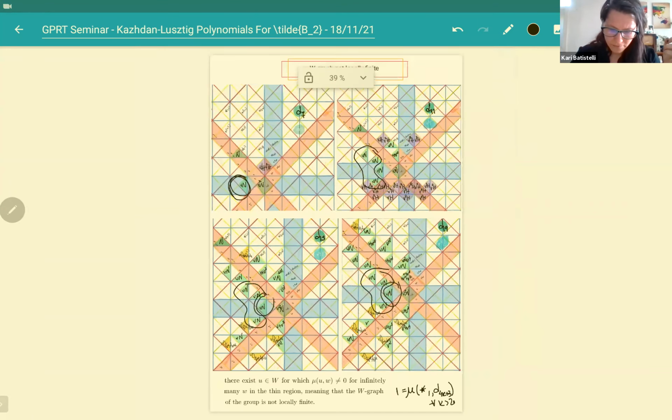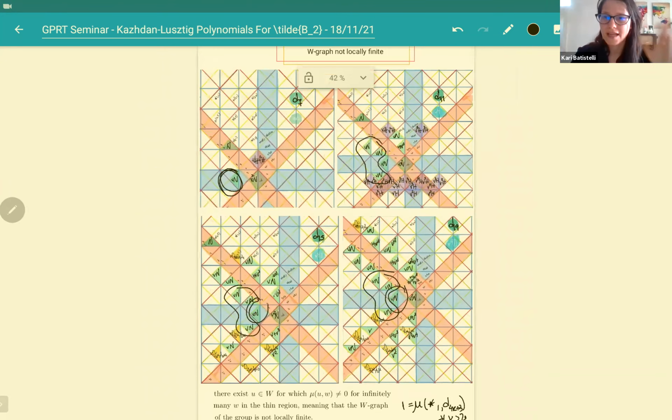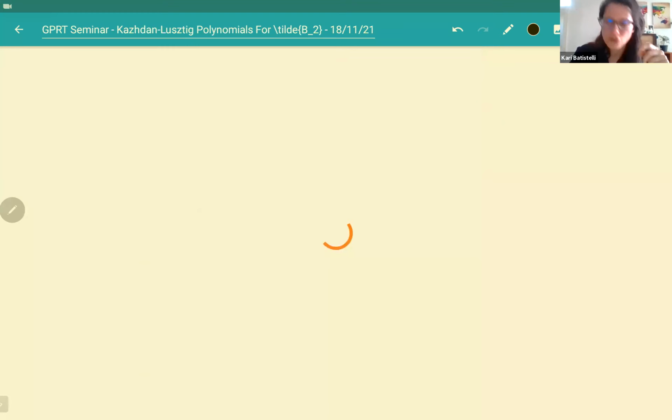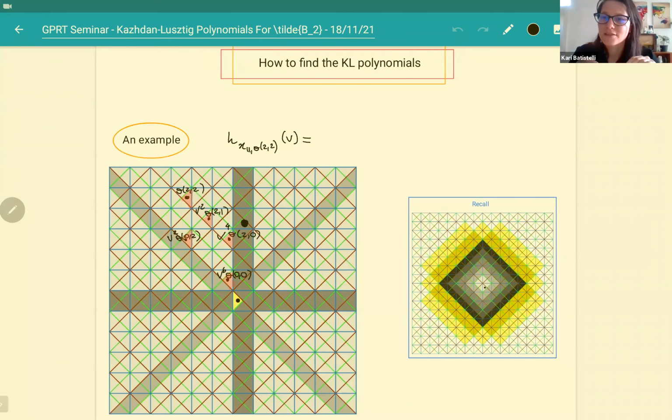Okay, so this is for the last part. We have conjectured the formulas for the thin region. And the last thing I wanted to show you, I may have gone too fast, but doesn't matter.